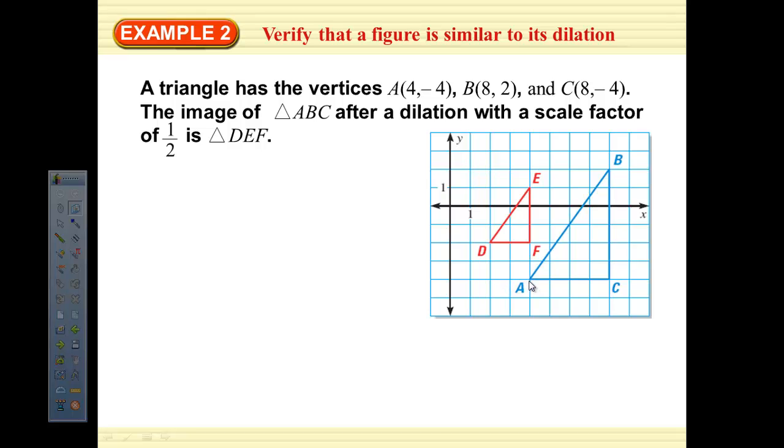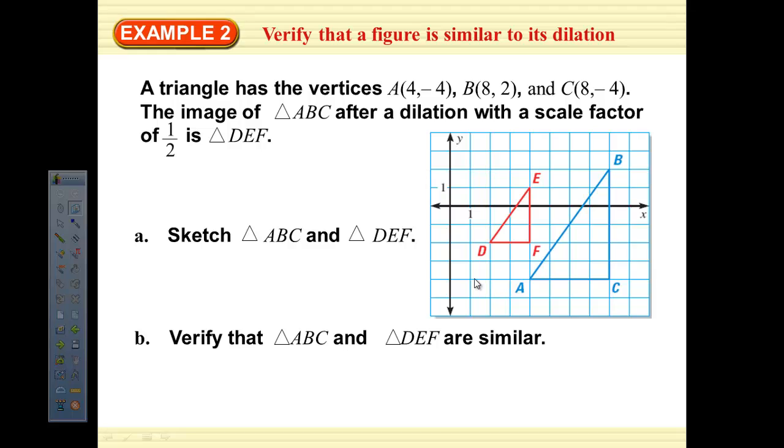So if you notice, we want to do two things. Sketch these two, and then we want to verify that they're similar. Remember, there's 3 ways to prove triangles similar. There's angle, which would be difficult in this case. There's side, which we could do, but we'd have to use the distance formula. And then there's side. We can see that there's a right angle here and a right angle here, so that would make side probably the best way to do this.